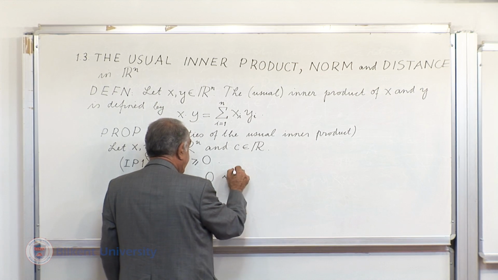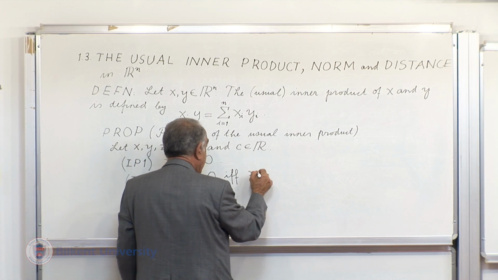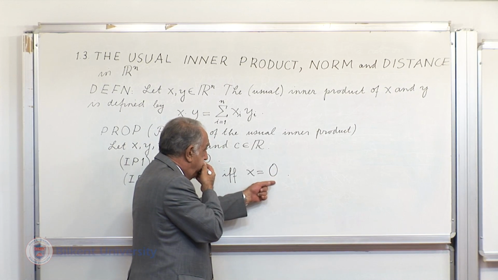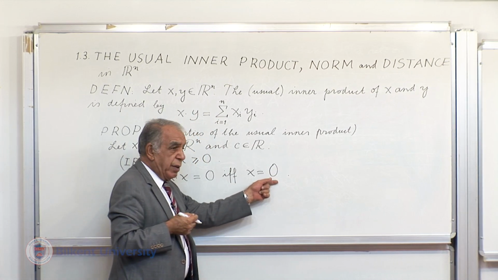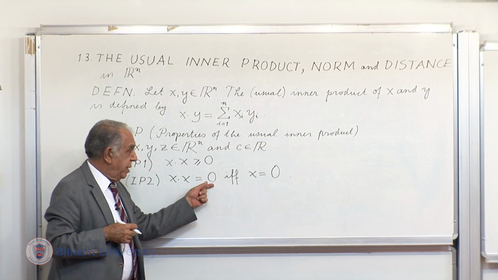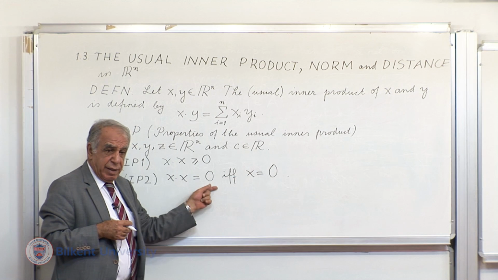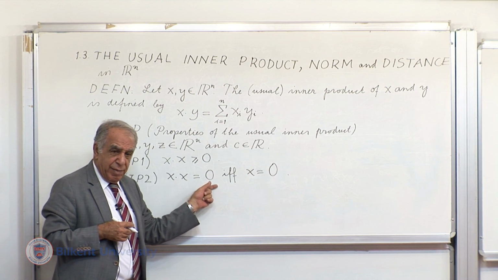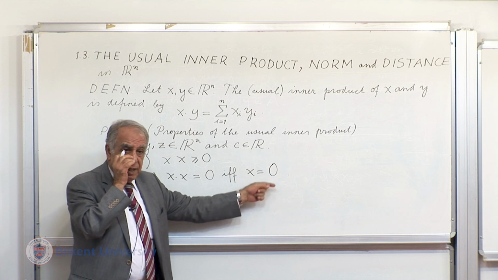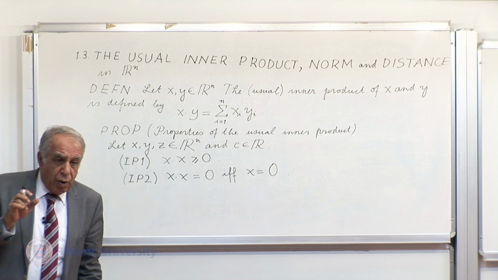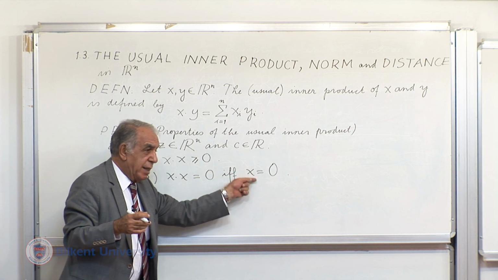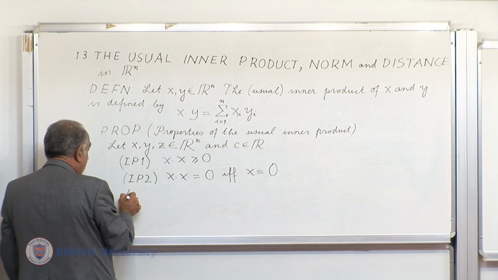Here, although we make no notational distinction, this zero is different from this zero. This zero is the real number zero. This zero is the zero vector, that is an n-tuple, all of whose components are zero. Okay? The second one, x is in Rn.